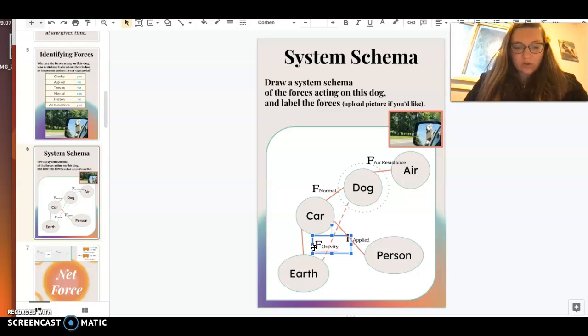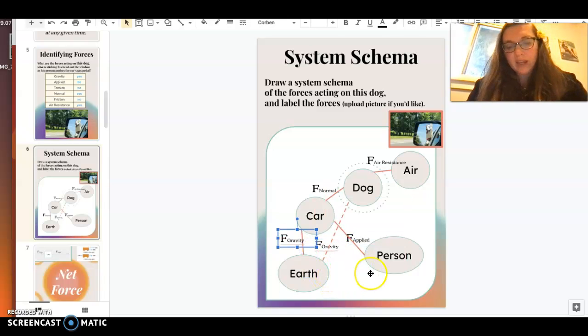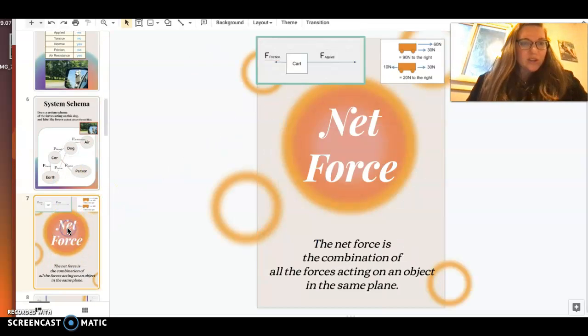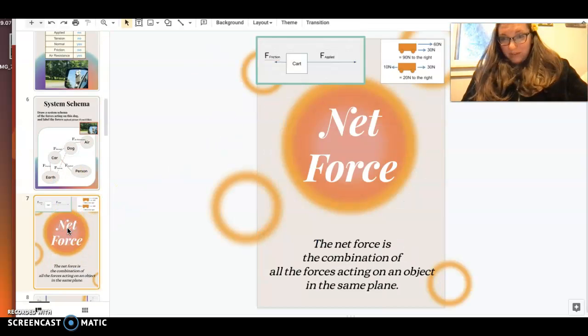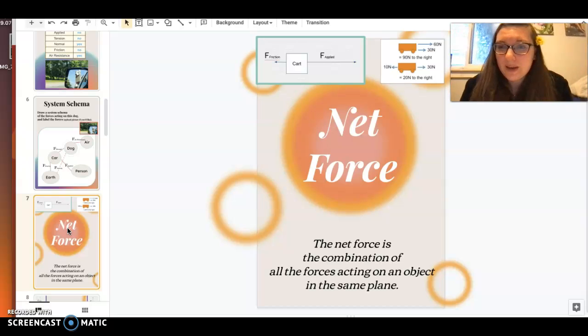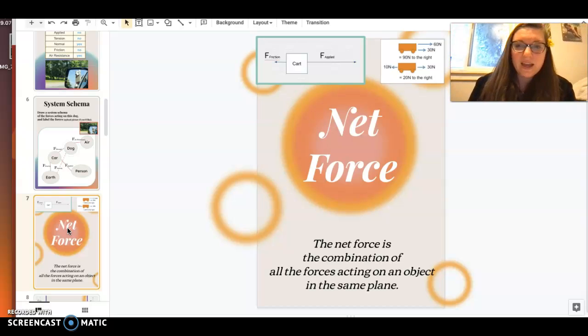And I can also show the force of gravity between the car and the earth, and I could also show it between the person and the earth. The dog is our focus, so we don't have to do too much beyond that, but it's good to be able to see all the forces that are going on there. Okay. So that was just a quick review of that one, and we'll get to the free body diagram review also.